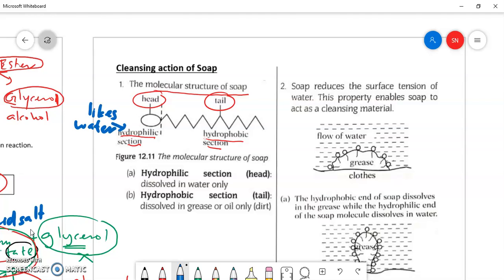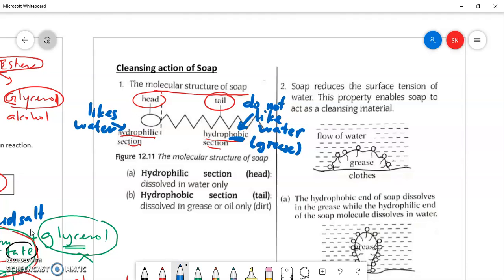You can think of it this way. Hydrophilic means that section of the molecule in the soap likes water, is attached to water, dissolves in water. Hydrophobic section does not like water. Phobic means phobia, do not like water. So this part will dissolve in the grease or the dirt. So remember, head is hydrophilic and tail is hydrophobic. Let's see how it works, the cleaning action of soap.